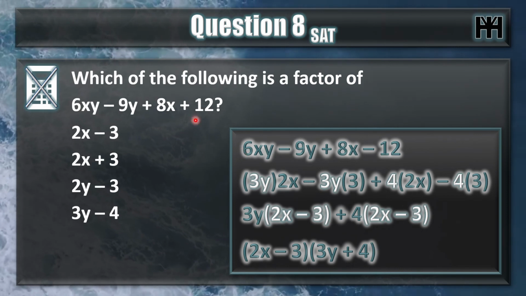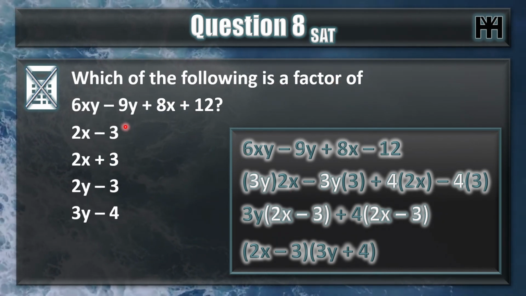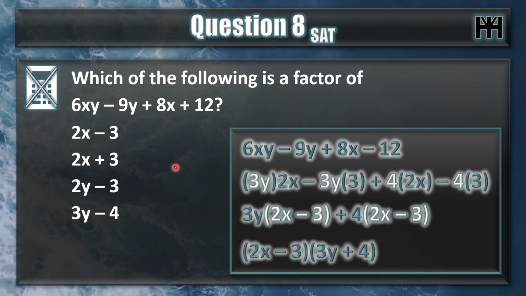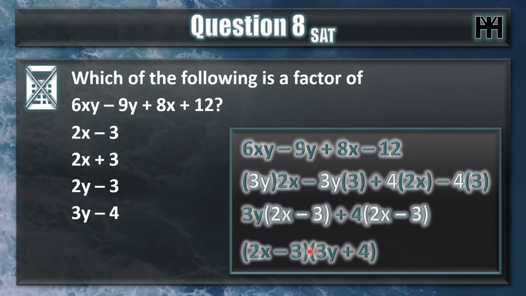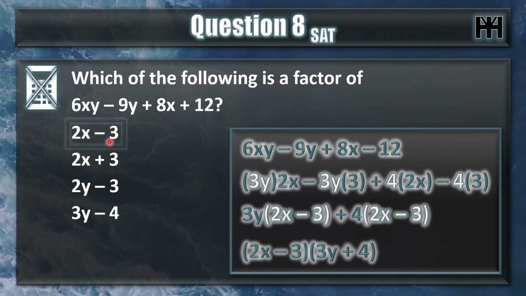So they're asking here, which of the following is a factor? So these are two factors of this expression. Let's see if one of them is equivalent to one of these two factors. Let's see here, 2x minus 3. This is the one, so this is the answer.